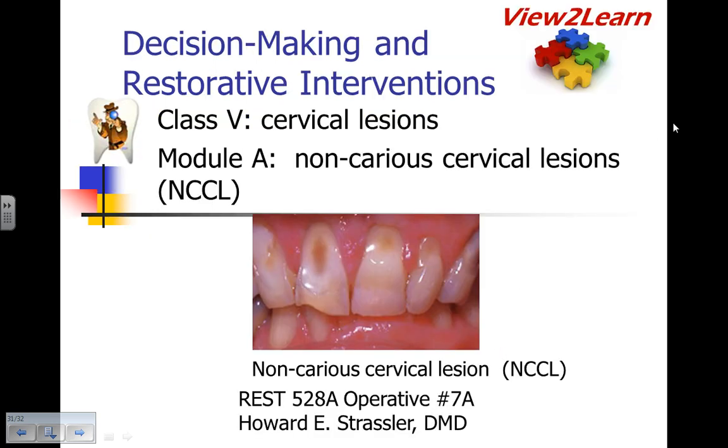You've just been viewing and listening to the e-lecture, Decision-Making in Restorative Interventions, Class 5 Cervical Lesions. This was Module A on non-carious cervical lesions. You'll be learning more in Module B about carious lesions that are Class 5s, on decision-making for replacement and repair of these Class 5 lesions, and how we treat dentinal hypersensitivity, root sensitivity.